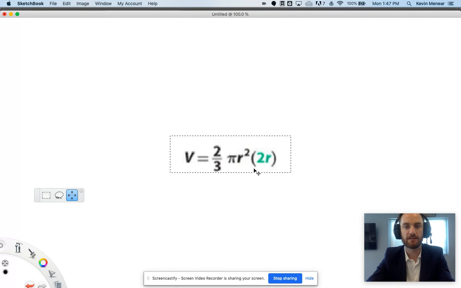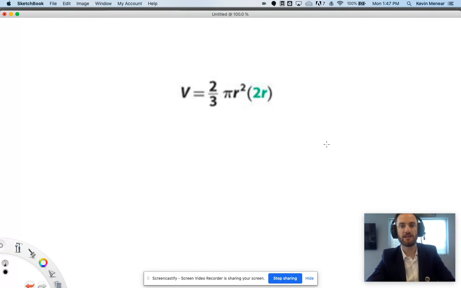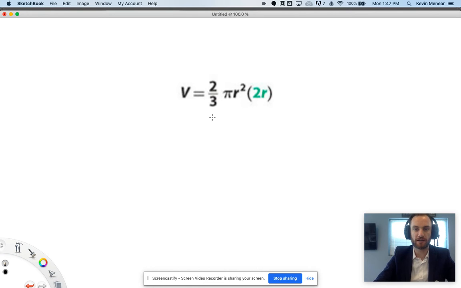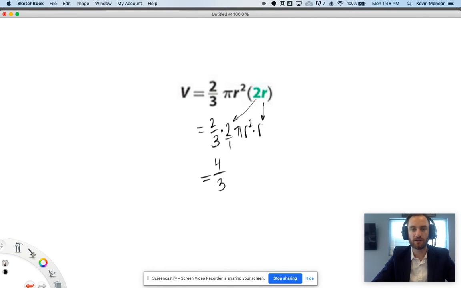This formula, volume equals 2/3 pi r squared times 2r, well, this is the same thing. I can get rid of the parentheses, and I use the associative or commutative property to reorder this: 2/3 times 2 times pi times r squared times that r. So the 2 I brought here, the r I kept there. Well, 2 is the same thing as 2 over 1, so top times top is 4, over bottom times bottom is 3. So 2 times 2 is 4, and 3 times 1 is 3. And I get pi, and then r squared times r to the first power.